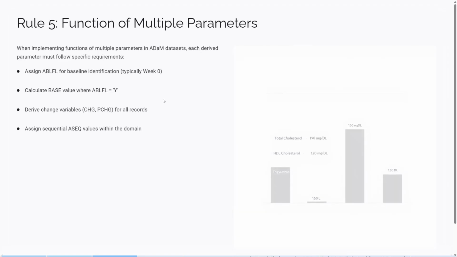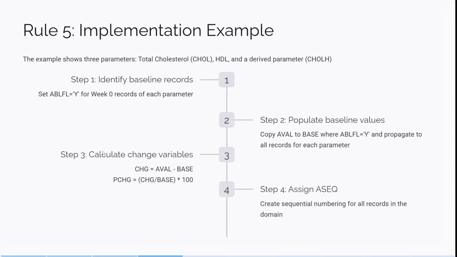So rule number 5, as we continue with functions of multiple parameters. When implementing the functions of multiple parameters in an ADaM dataset, each derived parameter must follow specific requirements. Assign the analysis baseline flag for baseline identification, typically week 0, and calculate the base value where the analysis baseline value flag equals Y. Derive the change variables, change and percentage change, for all records, and assign the sequential values within the domain. The example shows three parameters: total cholesterol, HDL, and derived parameters.